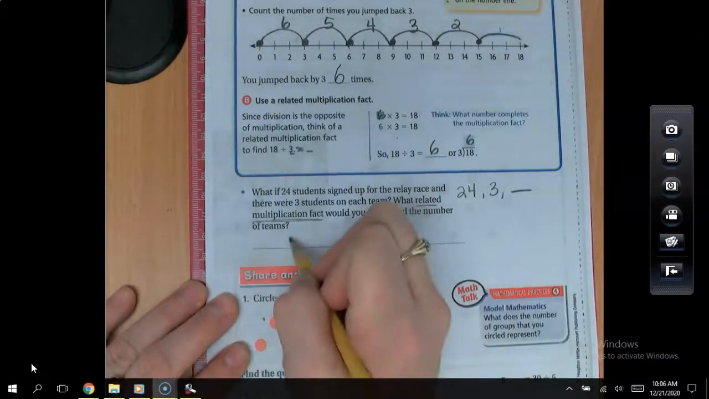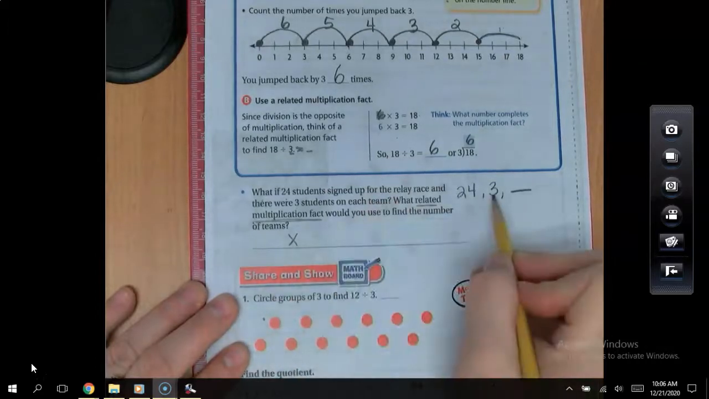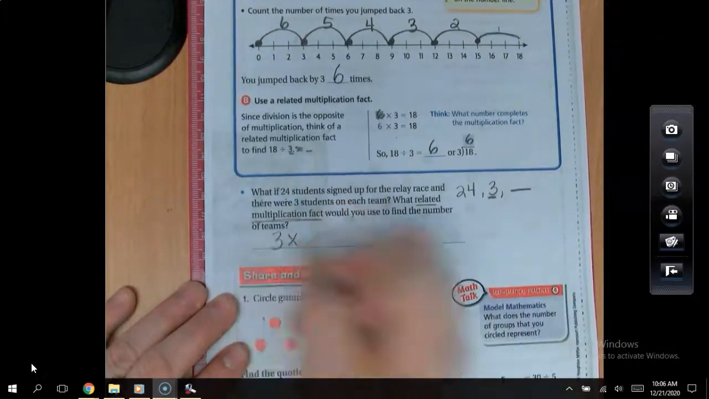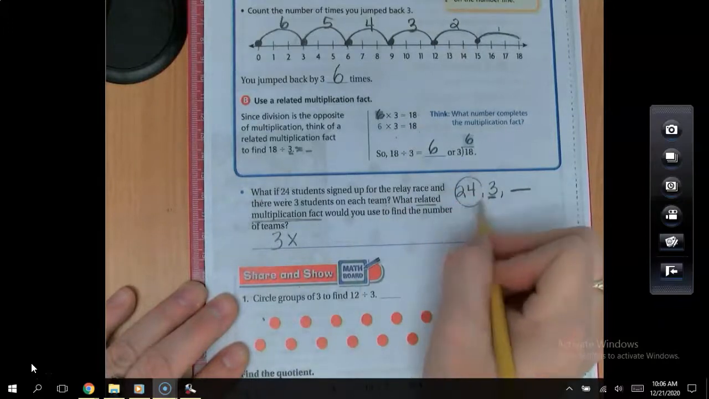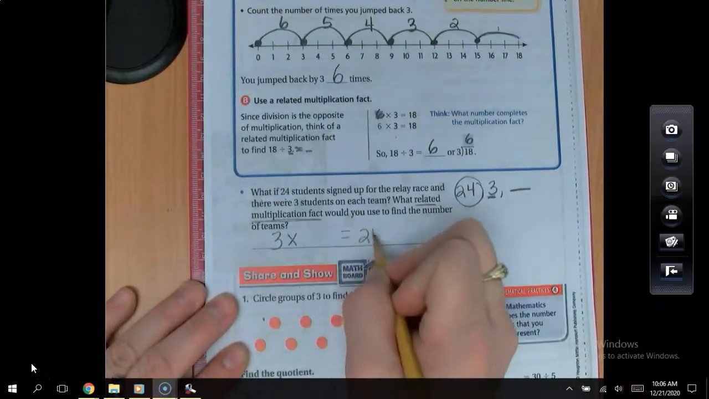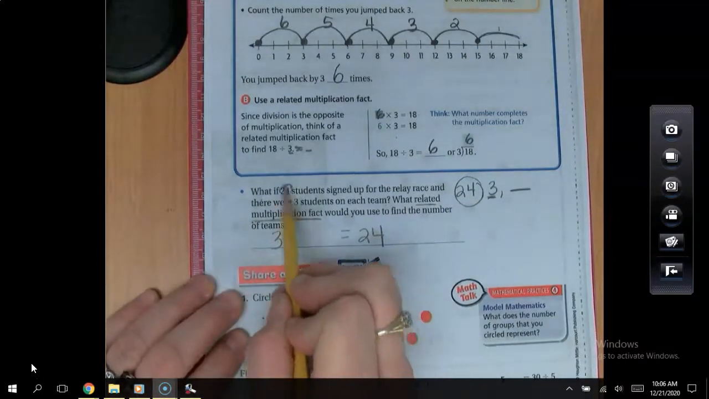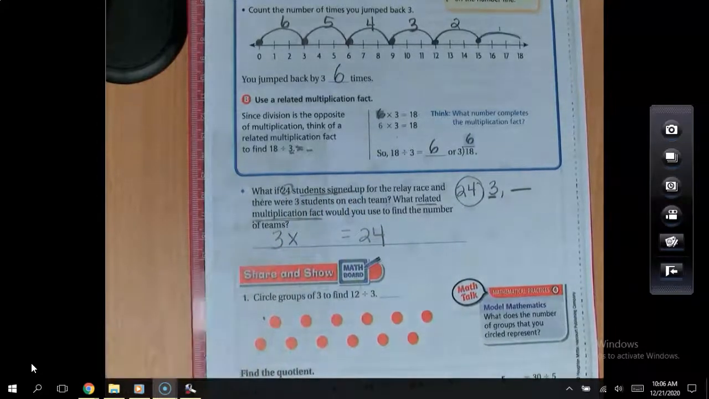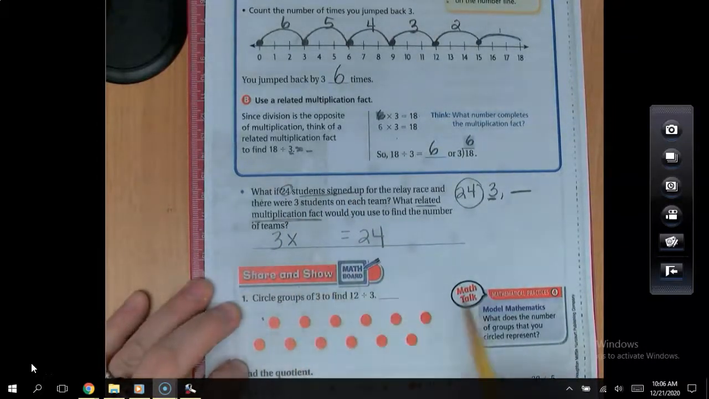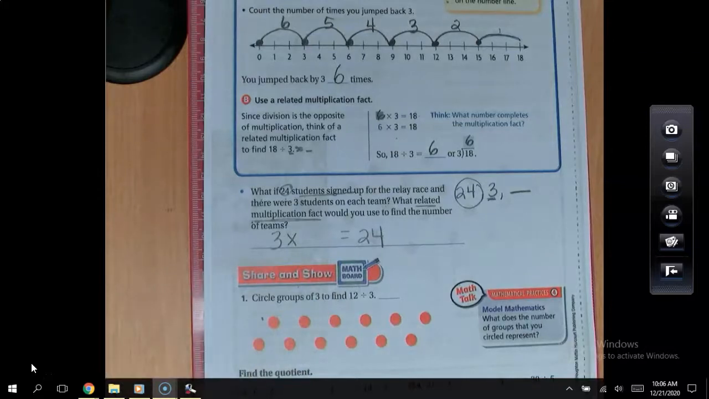So if I'm doing multiplication, I know one of my factors is 3, and I know my product is going to be 24, okay? Because that's all the students I have. I can't have any more than 24 because only 24 students signed up. So 3 times what number equals 24? Well, if you don't know your multiplication facts, you're going to have to draw a picture, okay?